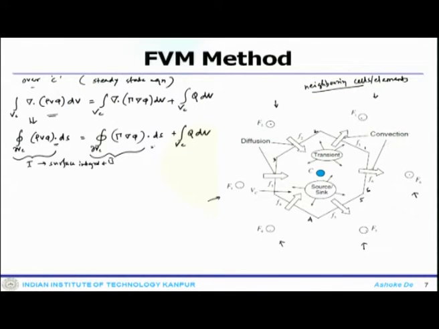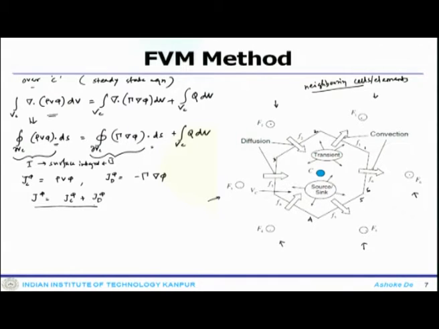Now it comes to the calculation of the fluxes. The convective flux would be rho V phi, and the diffusion flux would be gamma del phi. If you now integrate these fluxes, the total flux would be the convective fluxes plus diffusive fluxes. So, that is the total component of the fluxes.